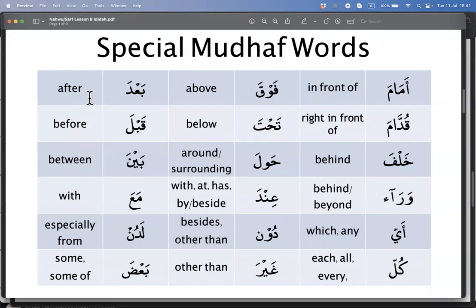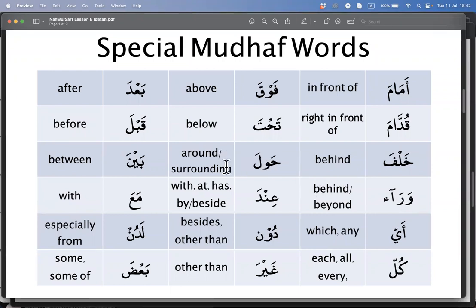Ba'da, after. I think we know this, right? Like we say solat ba'diya, after the solat sunat, after the solat fard, we call ba'diya. And before is qabla. Above is fauqa, below is tahta. Maybe we can remember it like tajri min tahtihal anhar, the rivers running below. In front is amama, right in front is kudama, and behind is khalfa. This word can be used as behind and also as beyond. So waro'a is also behind or beyond.